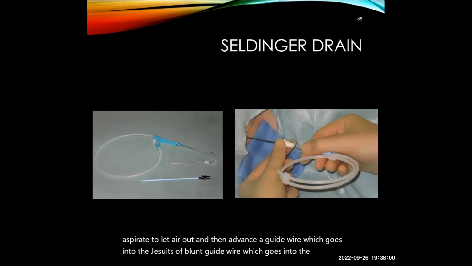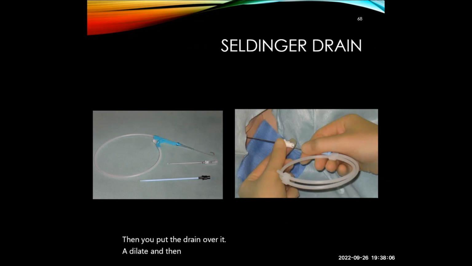Then you put the drain over it, a dilator, and then pass the drain on. Whereas if it was surgical, then we would do what we described earlier: finger dissection, finger sweep, and put in a 24 to 28 size drain.